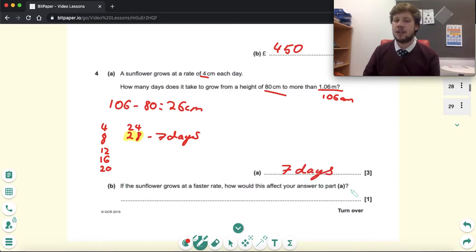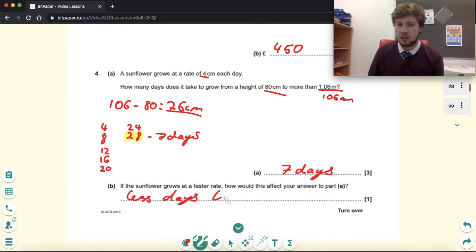If the sunflower grows at a faster rate, how would this affect your answer to part A? Well, if it grows at a faster rate, I would be reaching this 26 centimeter change quicker, so it would be less days. Less days to reach the same amount.